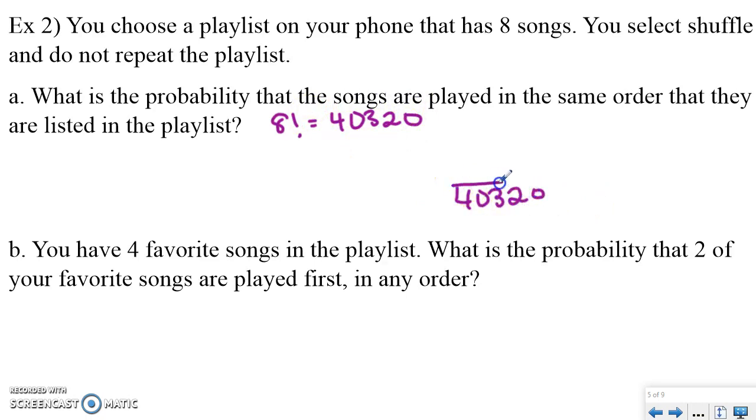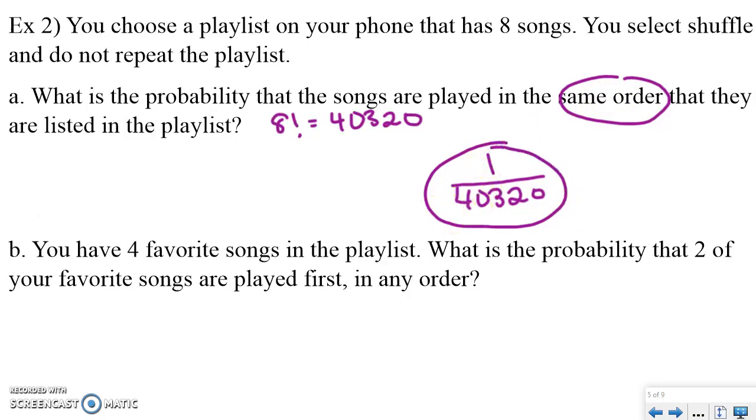40,320 different sequences or orders that they could play the songs in. And since we want it to be played in the same order that they're listed, that's one specific order. So our probability is 1 out of 40,320.